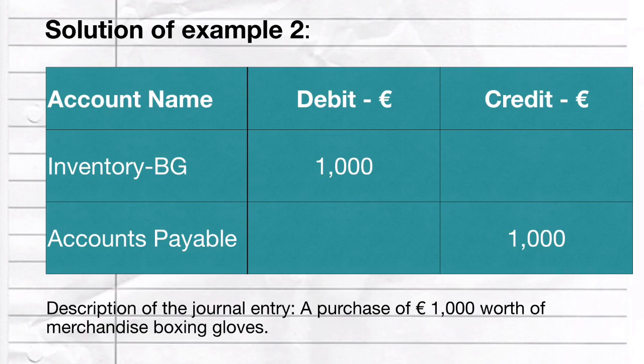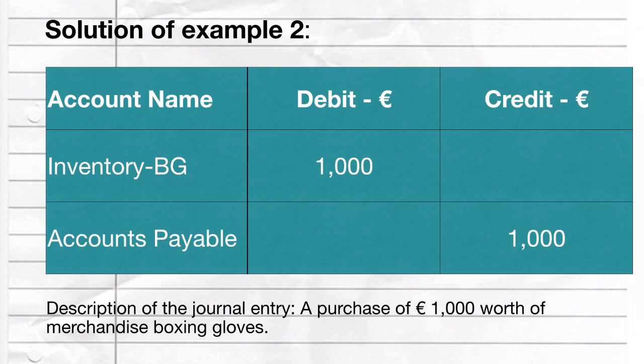Now the payment for the boxing gloves was on credit. The sportswear shop didn't pay the supplier on the receipt of the merchandise. That is to say, the shop owes the supplier a payment of 1,000 euros. So the second line on the journal entry is to credit accounts payable by 1,000 euros.